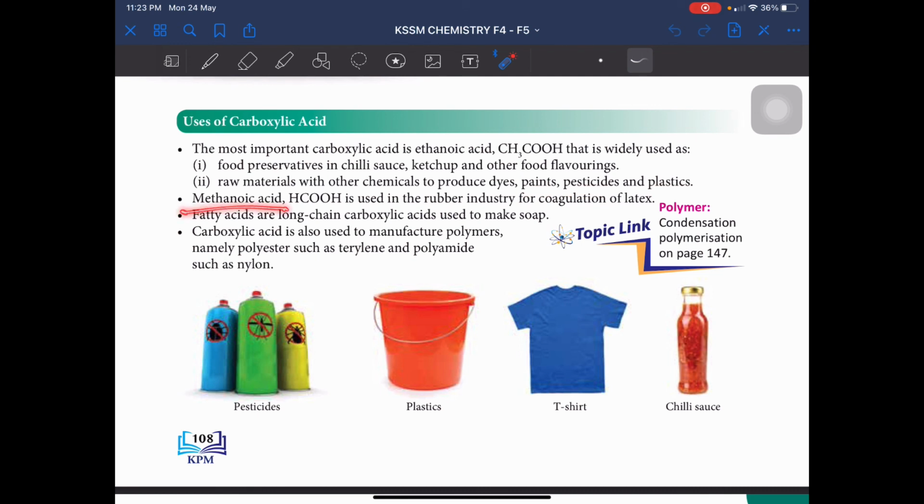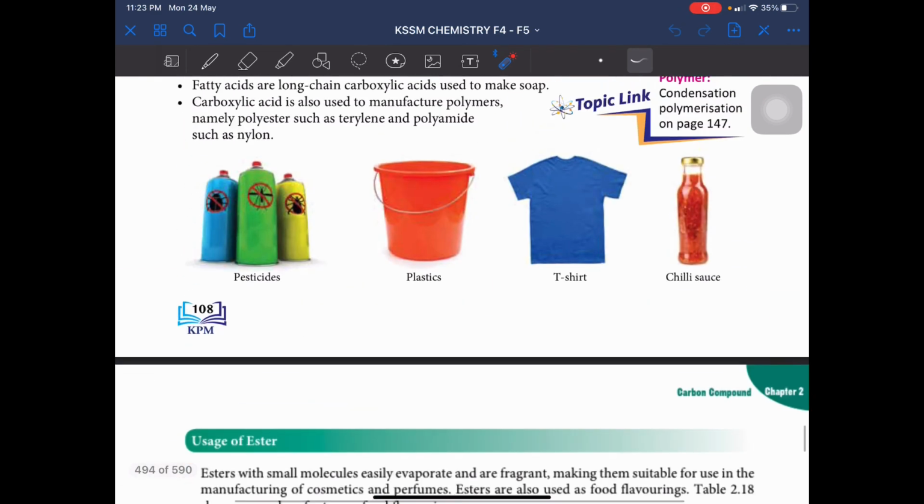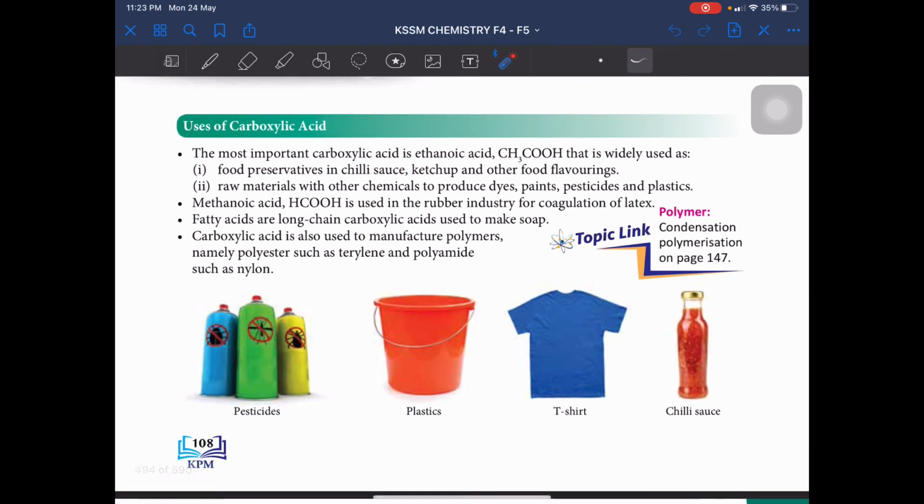Methanoic acid is used in the rubber industry for coagulation of latex. This we will learn in the 5th chapter from Form 5. Penggumpalan latex susu getah. Fatty acids are long-chain carboxylic acid used to make soap. Membuat sabun. 5th chapter, we are going to make sabun. Okay, carboxylic acid is also used to manufacture polymers, namely polymers such as terylene, polyamide such as nylon, untuk buat tali nilon. So those are the uses of carboxylic acid.